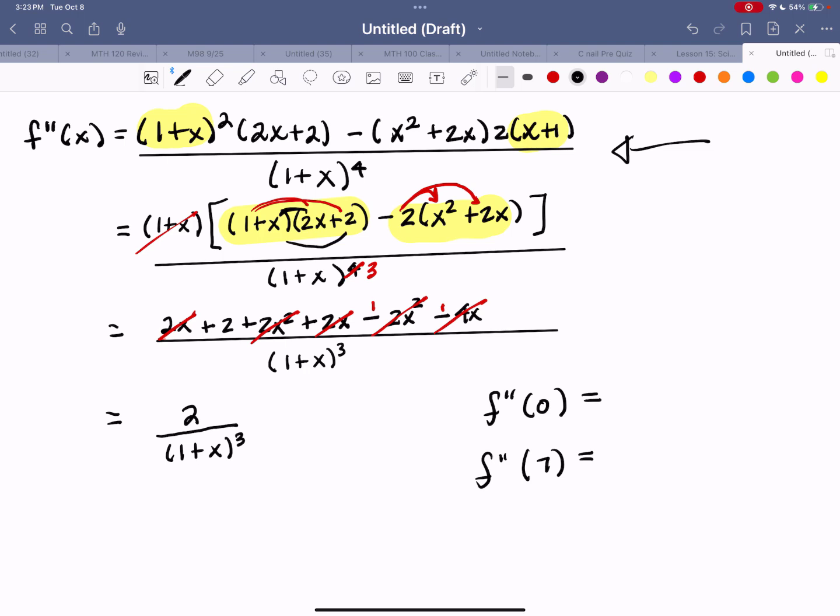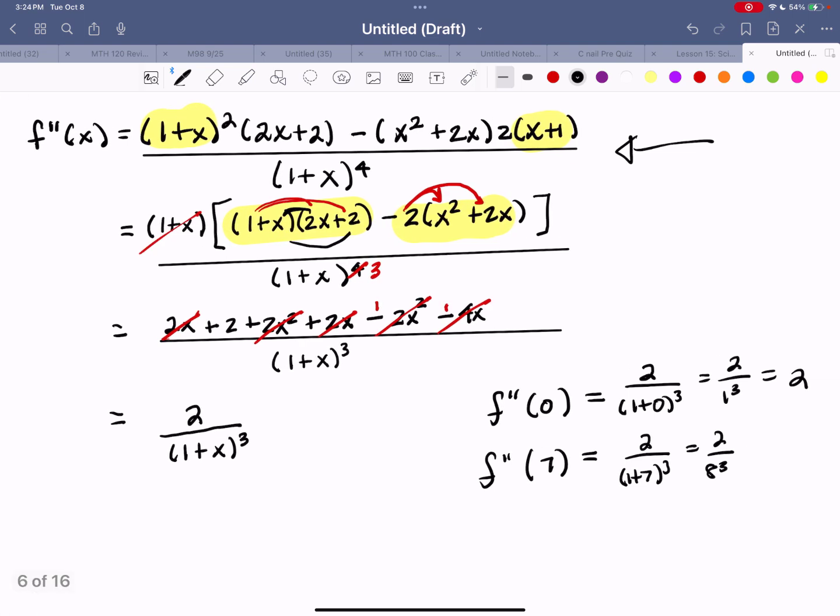If I put a 0 in there, I get 2 over 1 plus 0 to the third. That's 2 over 1 to the third. 2 over 1 is 2. And if I put a 7 in there, that's 2 over 1 plus 7 to the third. That's 2 over 8 cubed. 8 cubed is 512, so that's 2 over 512, which reduces to 1 over 256. So there I have evaluated my second derivative at 0 and at 7.